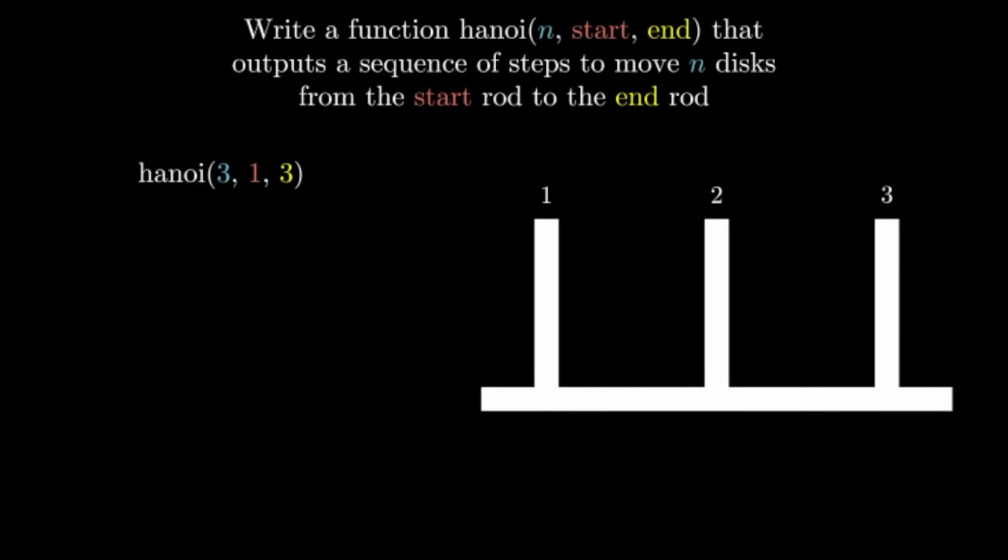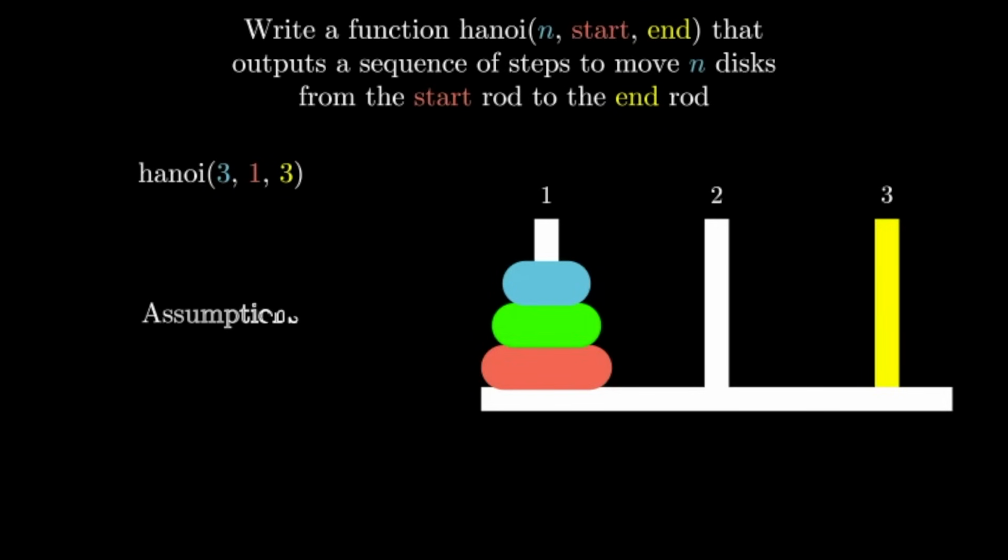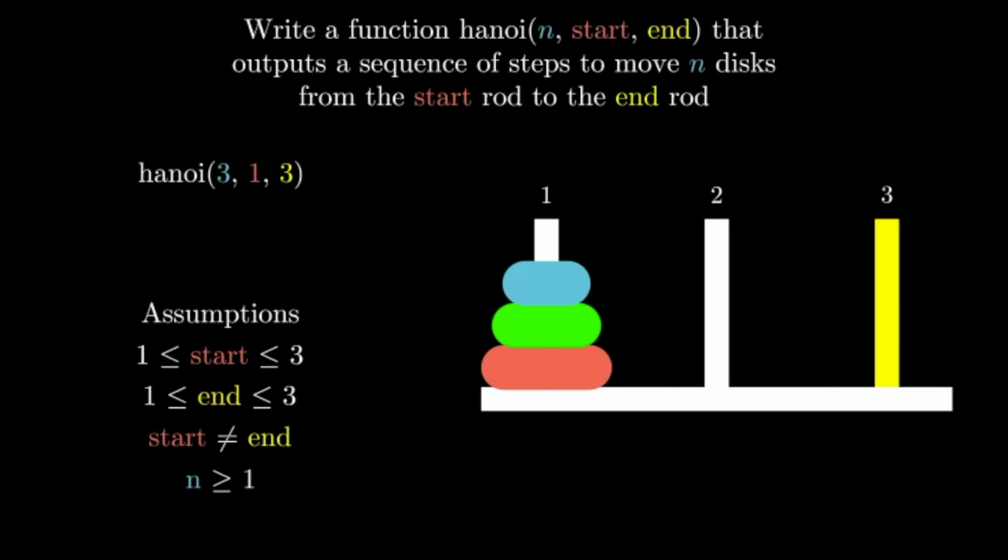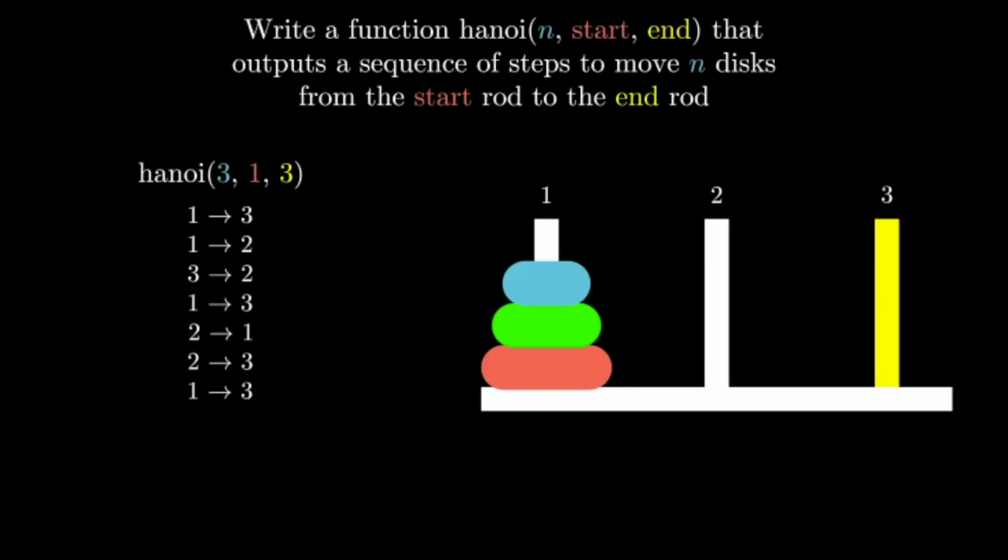If we pass in n equals 3, start is equal to 1 and end is equal to 3, what that means is our start rod is rod number 1 and we have 3 disks on that start rod. Our end rod is rod number 3 and that's where our disks need to reach. For simplicity, let's assume that the start and end will always be between 1 and 3 and that they will never be equal to each other. Let's also assume that n will always be a positive integer, so we won't have to handle any weird edge cases. For this particular input, the sequence of steps that this function will output will look like the following.